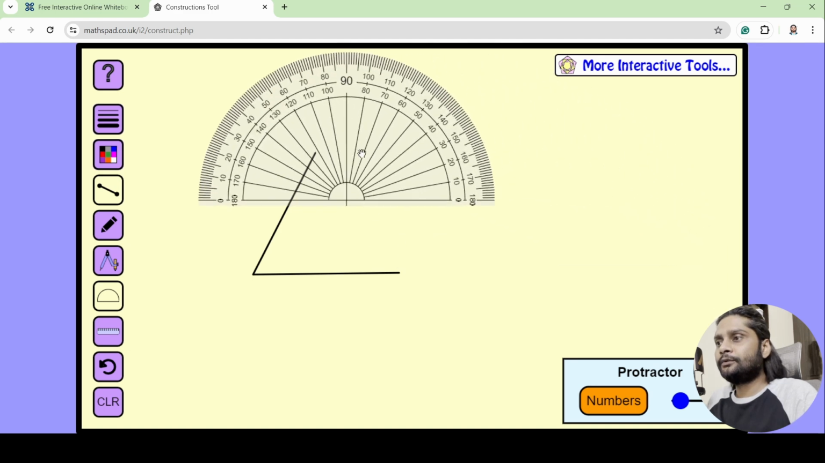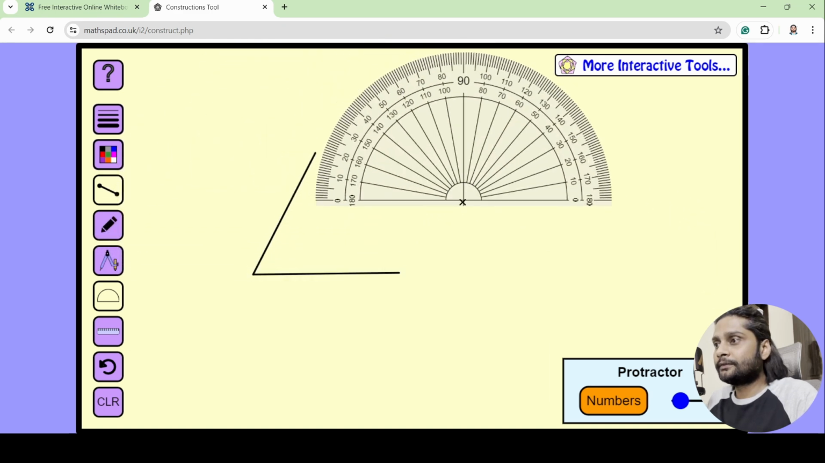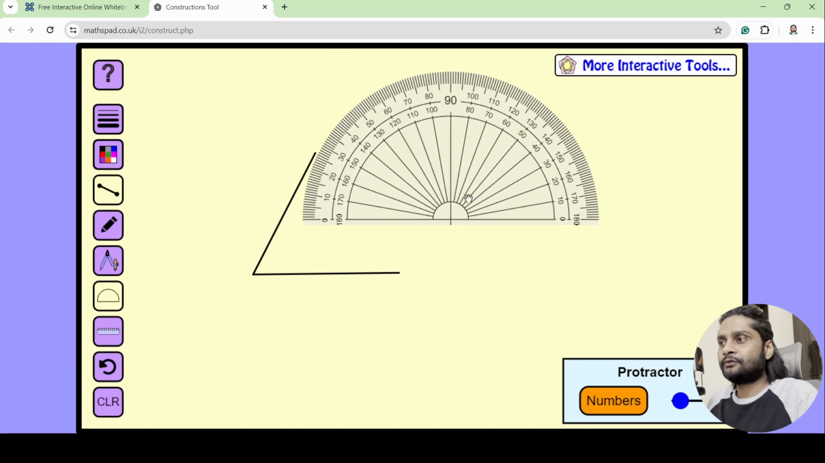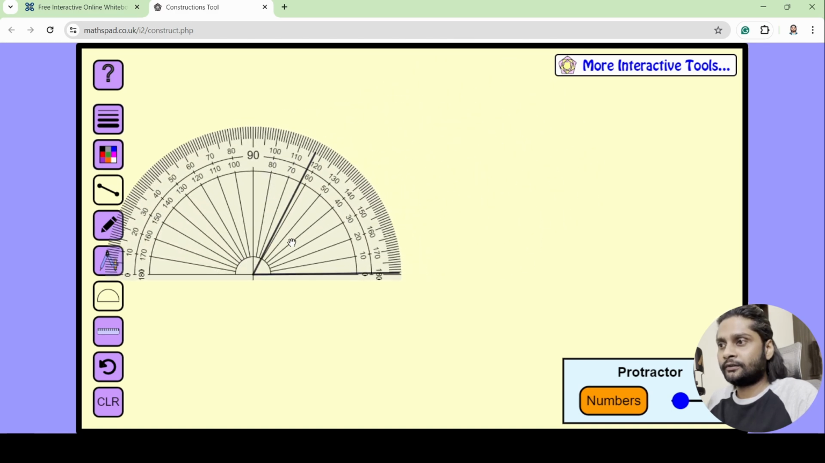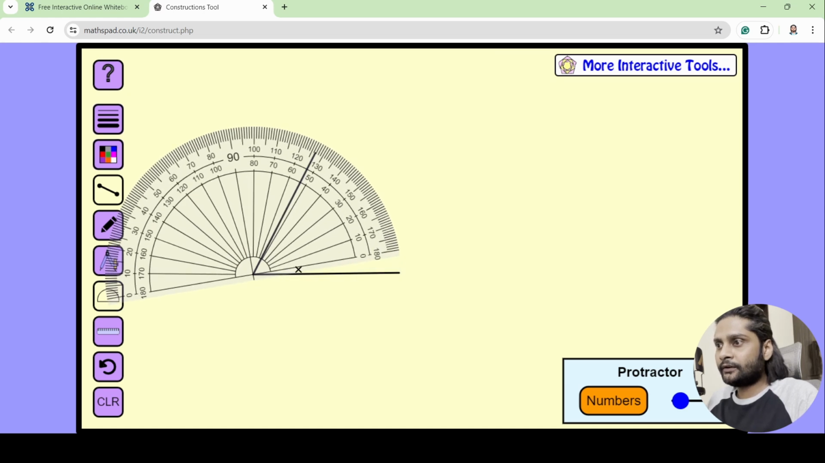The very first thing you need to do, student, is align the vertex with this point. You can notice here this cross here. So this point you have to align together with the vertex of your angle. And you can also notice the initial ray of 0 degree.